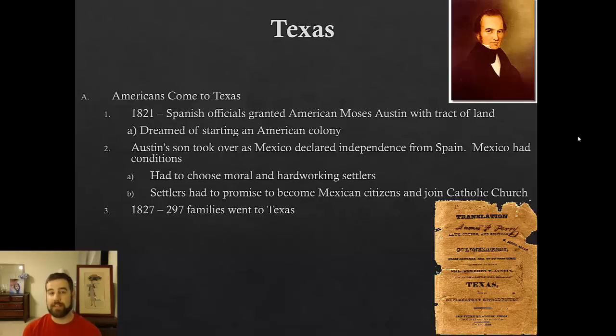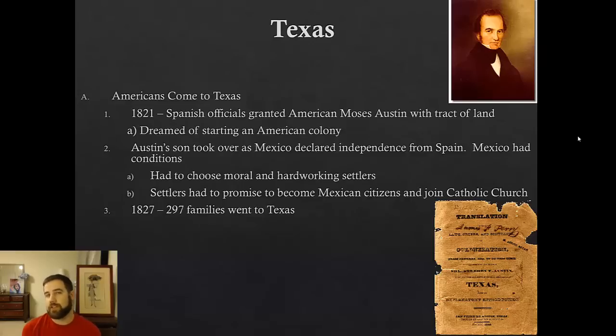Then in 1821, Mexico declares its independence from Spain, and Stephen Austin has to go to Mexico City in order to get that land grant. Mexico said that yes, the Austin and other families could live in Texas as a colony. He had to make sure that the families moving in were hard workers, following moral codes and being good people. They also had to promise to become Mexican citizens, not Americans, learning and writing in Spanish, and also joining the Catholic Church.